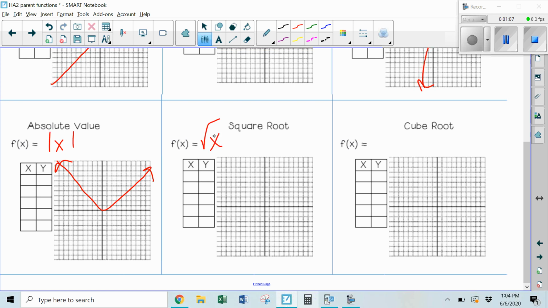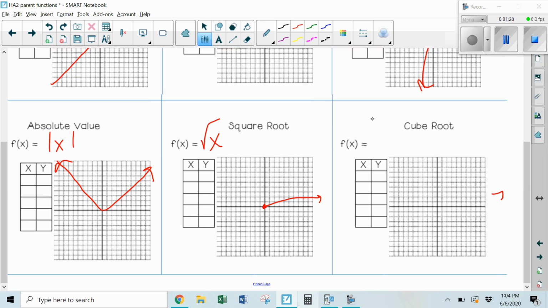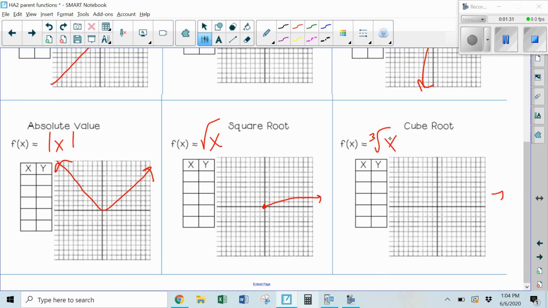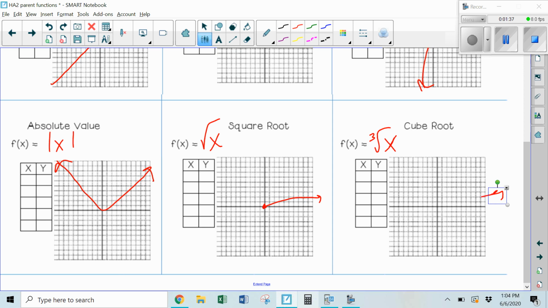Square root. Now remember, square roots, you can't put in negatives because that will give you imaginary numbers. We're not doing that. You cannot take the square root of a negative. So the first value is 0. There is nothing over here, unlike all of our other graphs. Cube root. You can take the cube root of a negative, or 0, or a positive. It's gonna look like this. Whoa, sorry about that. That's what cubic looks like.